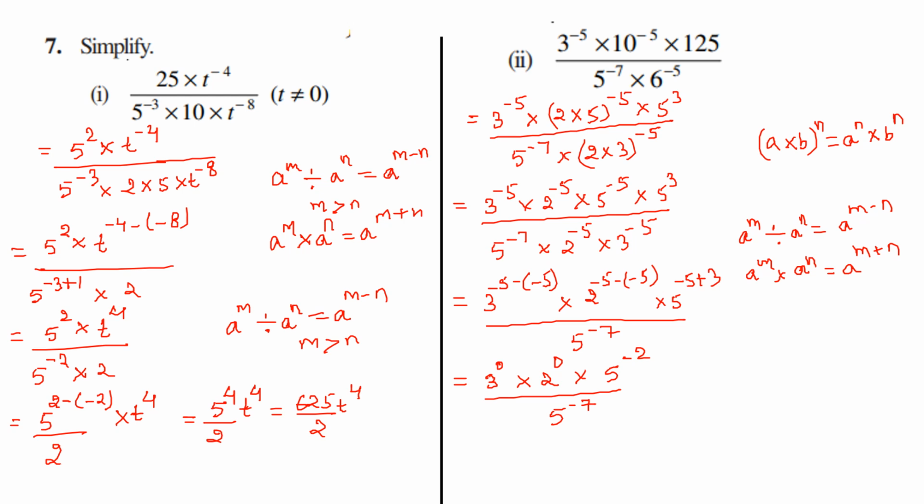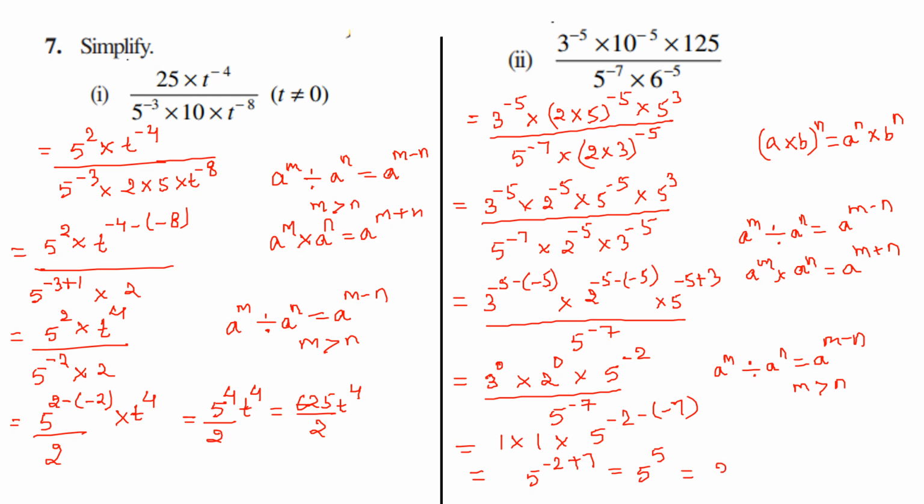Now one more time I am going to use my division law here. So what will it become? A to the power m divided by a to the power n equal to a to the power m minus n, and here m is greater than n. So it will be 3 to the power 0 into 2 to the power 0, they will become 1. So 1 into 5 to the power minus 2 minus of minus 7. So what will it become? Minus 2 plus 7. So this will give me the answer as 5 to the power 5. As the question is just telling simplify, you can give the answer 5 to the power 5 or you can give the value also, which is 3125.